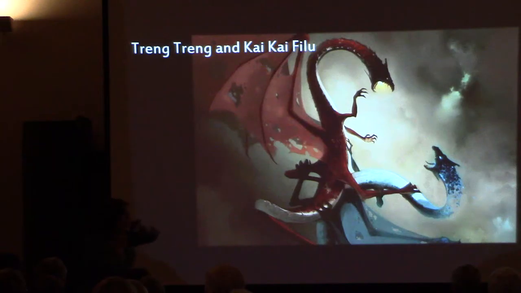The sea and the earth are in constant dynamic interchange, and according to the legend, one day, Kai Kai Filu got tired of always having the subservient position down there on the bottom, and made the waters rise up, rise up, rise up, and so Tren Tren had to make the land rise up, rise up. What large mountain range do we have down there in South America? The Andes. So that's where the Andes come from. Okay? And Tren Tren and Kai Kai Filu, if you notice, are in constant combat, but if you look at this picture well, they're also making love. Well, it's a typical relationship.